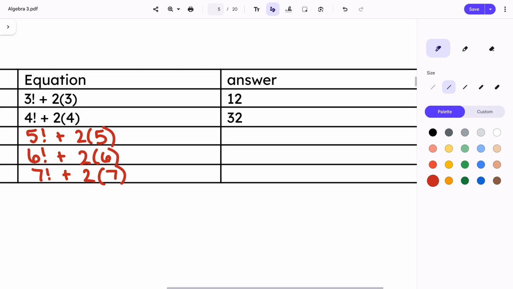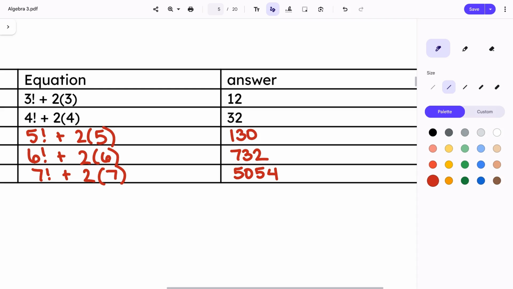Okay, as I go, the numbers that I got here were 130, and then the next one was 732. And then the last one was 5,054. You can see they're getting really big fast because you're increasing the factorial. So it's just going to increase the multiplication that's happening there. So they start to get really large.